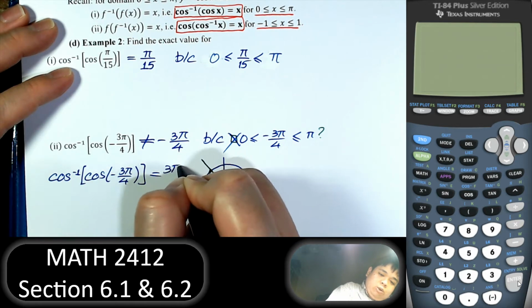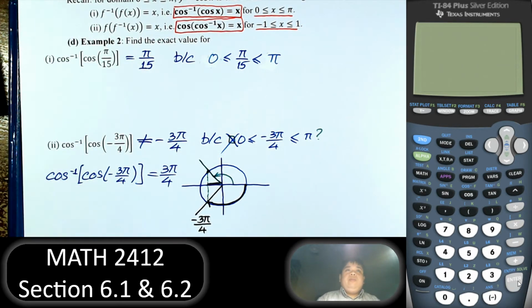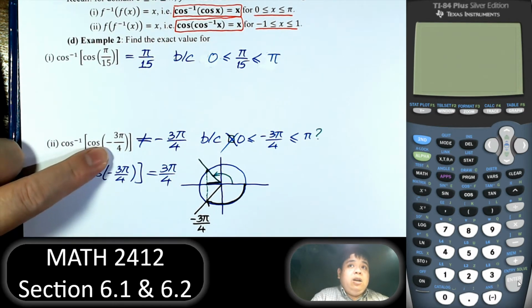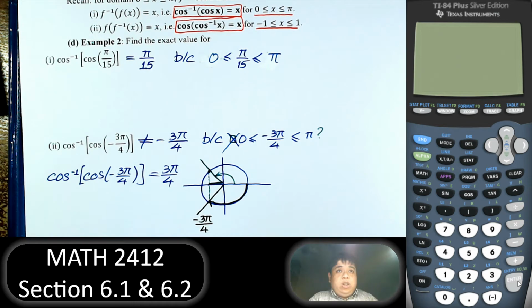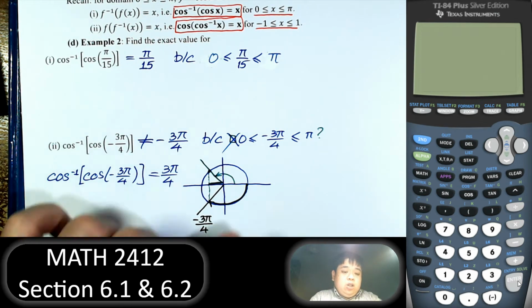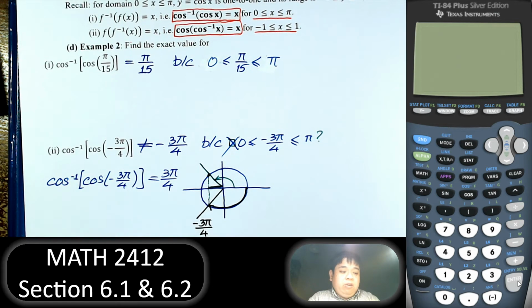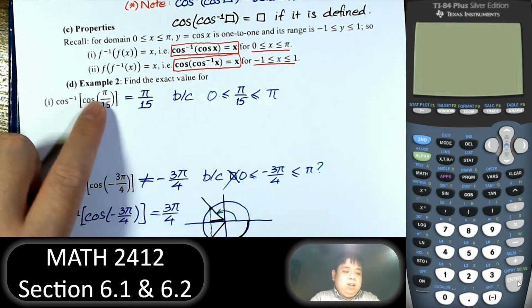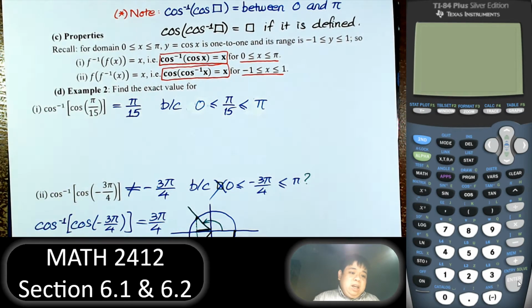So that will be 3 pi over 4. So what we see is that when we have the cosine inverse of cosine of something, the answer is always between 0 and pi. So we have to draw it out and find the equivalent values for it. But if it is between 0 and pi already, they're just going to cancel out.